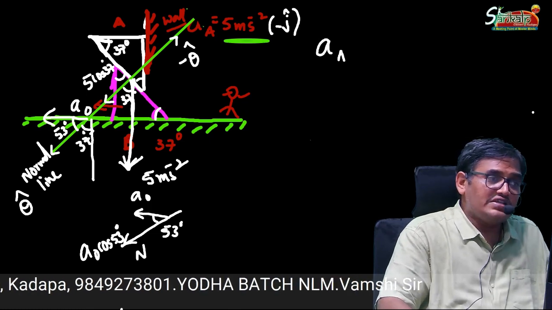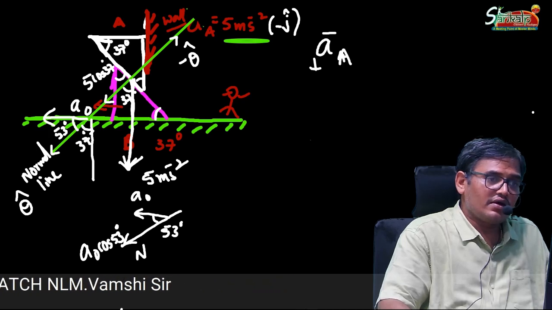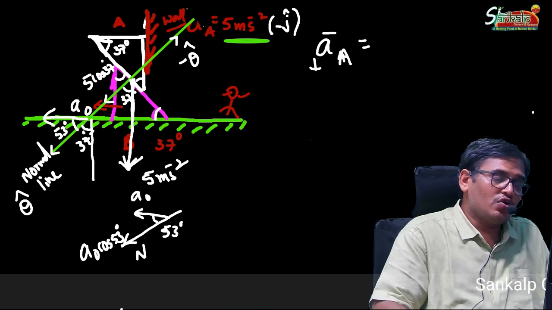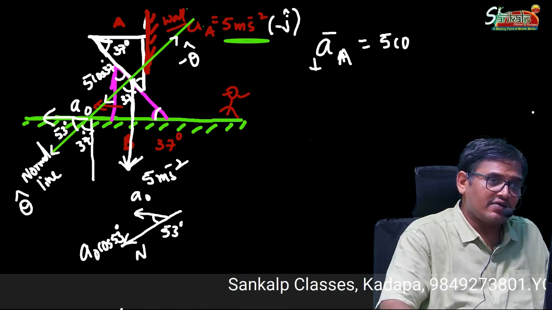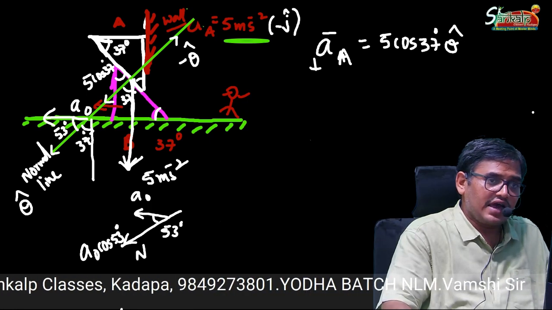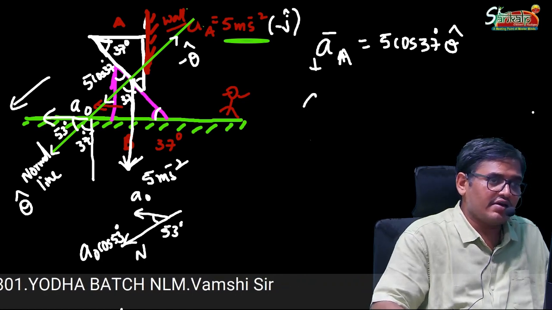Acceleration of wedge A along the normal. What is the acceleration of wedge A along the normal? Don't say 5 meter per second square. Phi cos 37, in the theta cap direction. I take this direction as theta cap.